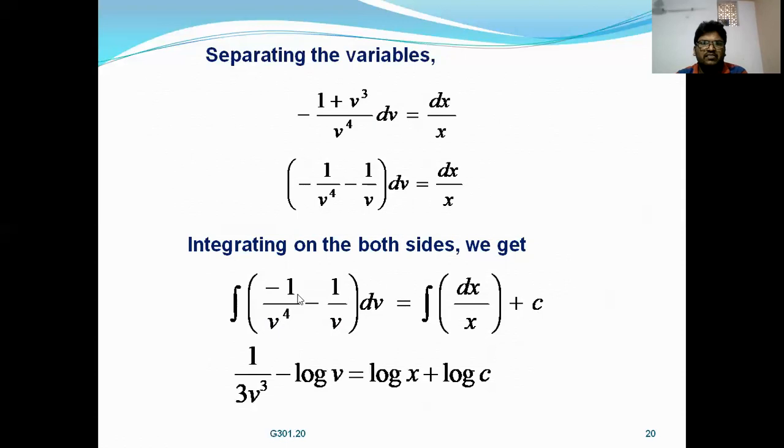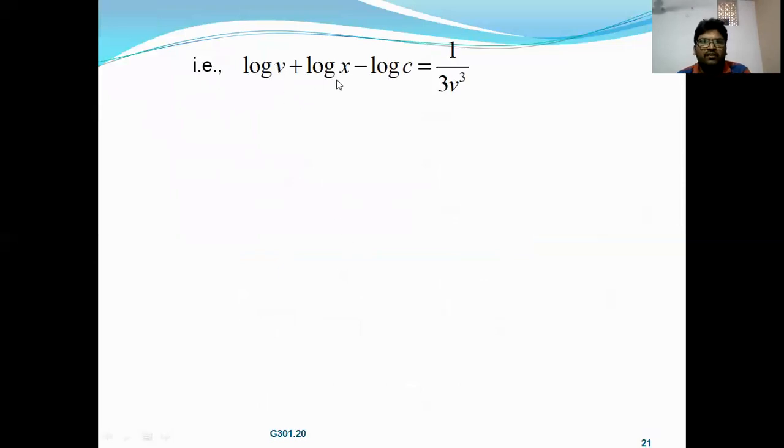Integration of -1/v⁴, using the formula for x to the power n, you will get 1/(3v³). The integral of 1/v gives log v. This is equal to the integral of dx/x. 1/x dx is log x. So these two terms are in logarithmic form. That's why we are substituting this c also in logarithmic form. Okay, is it clear now? So now log v + log x - log c is equal to, on the right side, you will get only 1/(3v³), after taking this term from the right side to the left side.